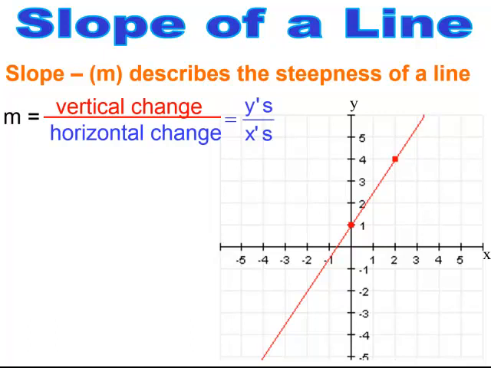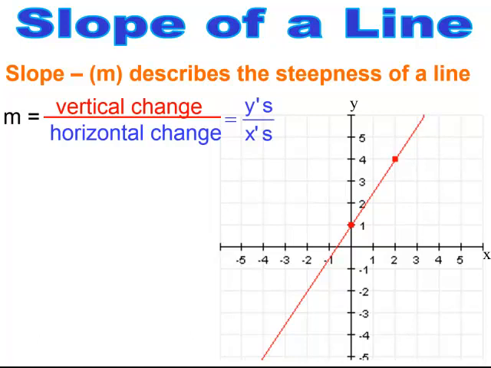Working with the slope of a line. So the slope describes the steepness of a line, and the symbol for slope is a lowercase m. What it's made up of is the vertical change over our horizontal change, or the y's over the x's. So when you're given a picture and you want to find the slope of that line, you can count from one point to the next point to find the x values and the y values.